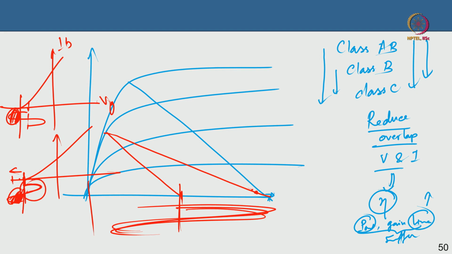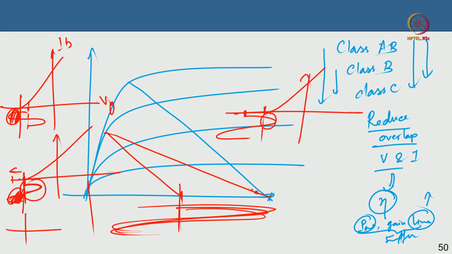In class C, you can go even below pinch off. If you bias even below pinch off, you are going to get current only here, and this entire thing is off. So you are increasing the clipping of the waveform significantly, minimizing the overlap between the current and the voltage even more, and this helps you increase the efficiency. That is basically all about the classes of operation.